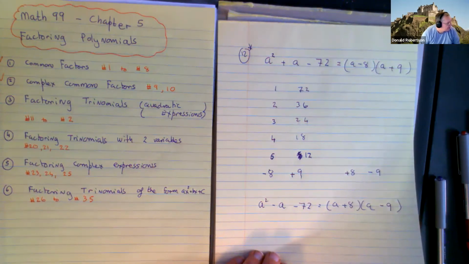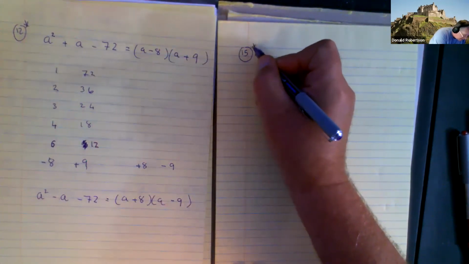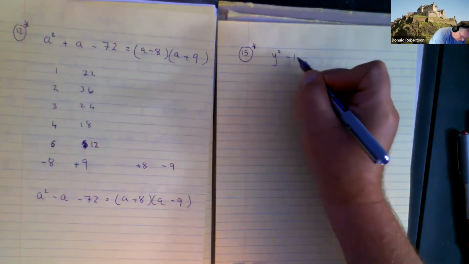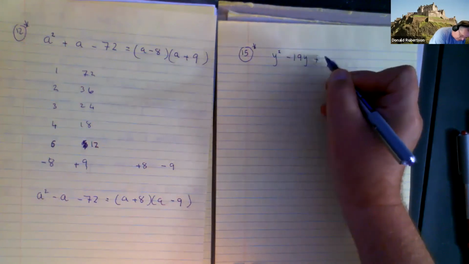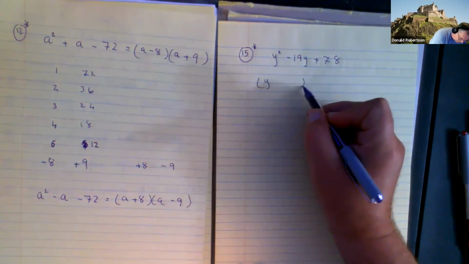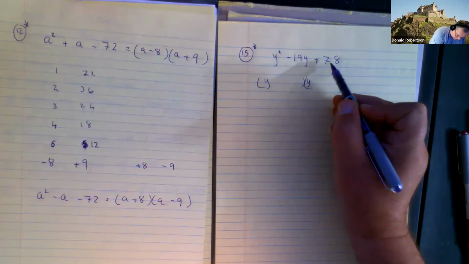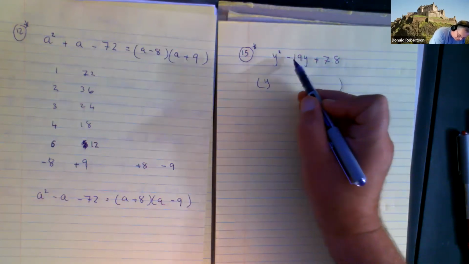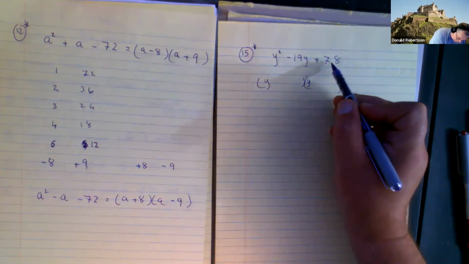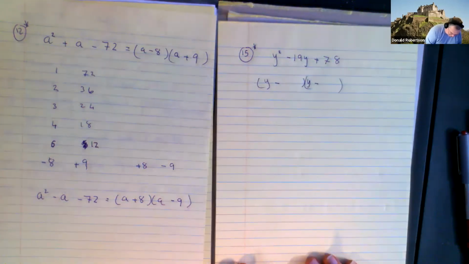Let's try another example. This one here is version 15. In question 15, we are being asked to factor that guy. Now I know it's going to be a y and a y. That's the easy bit. I know that this is positive, so my two numbers have to be the same. Since this is negative 19, I know that the two numbers are both going to be negative. So I've got as much information as I can.